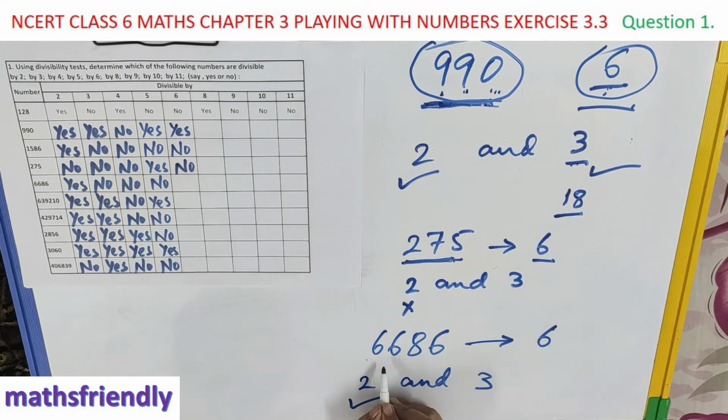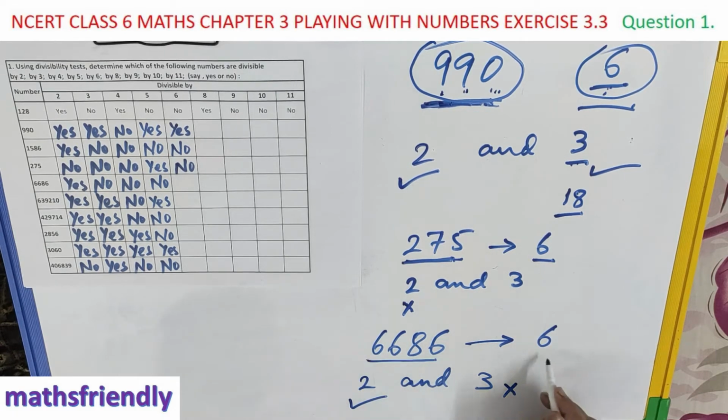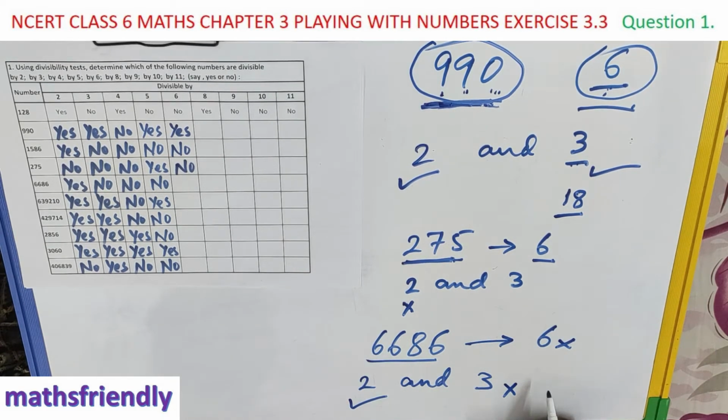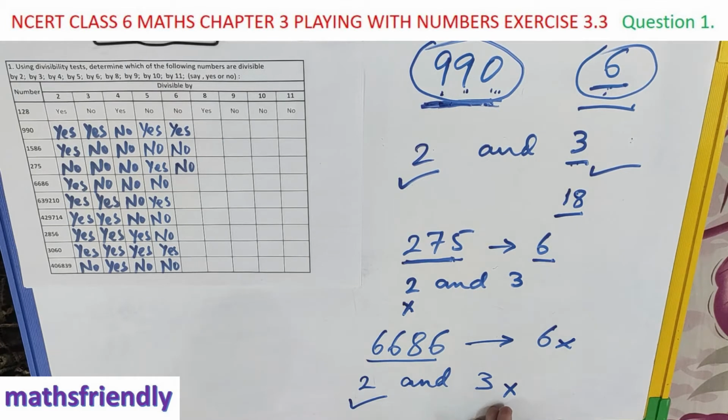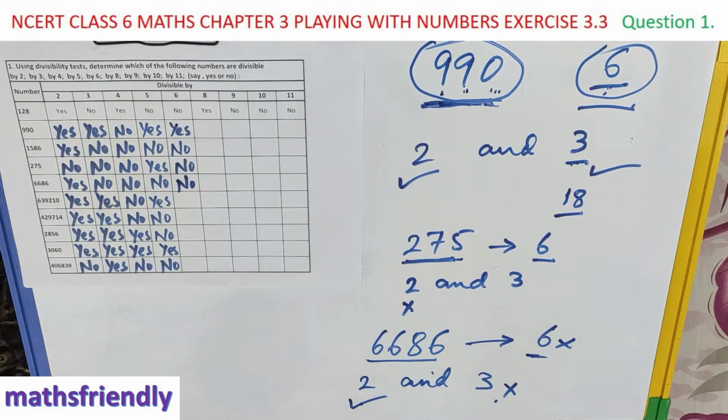And now, is this number divisible by 3? We have to add the digits of this number. 6 plus 6 is 12, 12 plus 8 is 20, and 20 plus 6 is 26, and 26 is not divisible by 3. So this number is also not divisible by 6, because it has to be divisible by both. This number is only divisible by 2 and it is not divisible by 3. Means this number is not divisible by 6. So, no, this number is not divisible by 6.